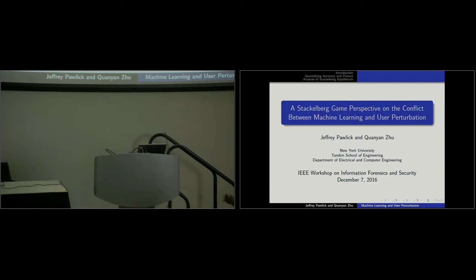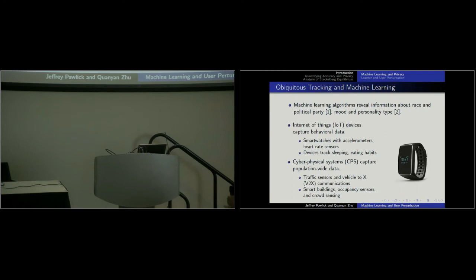So here, we're going to switch gears and talk about something a little different. This problem is looking at machine learning and user perturbation. The rationale is the following. Think about how many devices there are, and all these devices provide data and ask for data. And then there is machine learning, which can reveal information. What you want to do is to see whether you can preserve some privacy against these machine learning algorithms.